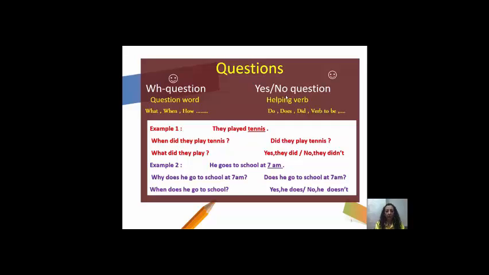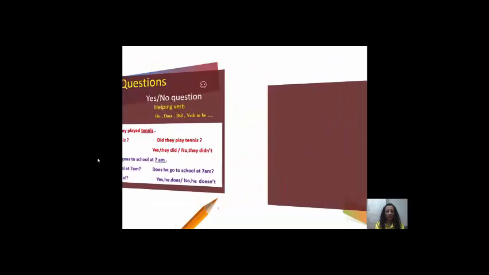So we learned that if you want to make a WH question, begin first with a yes or no question. Make a question with a helping verb according to the tense of the verb. Then to change it to a WH question, only put a question word at the beginning of it. Let's make some new examples.